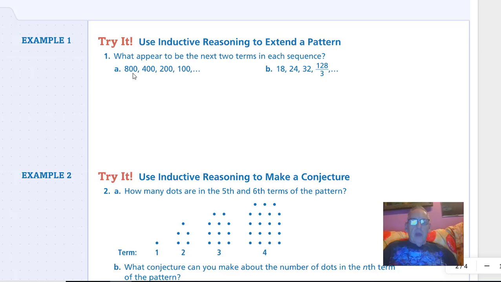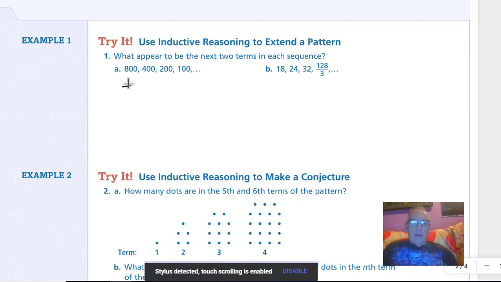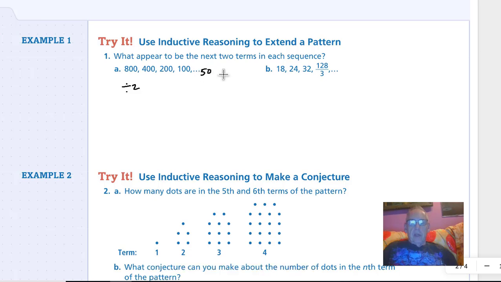Looking at 1a, 800 to 400, it looks like 800 divided by 2 gives me 400, and 400 divided by 2 gives me 200, 200 divided by 2 gives me 100, 100 divided by 2 gives me 50, and so on. So the pattern is to divide by 2. The next two would be 50, and then 25. And then it would keep on going, like 12 and a half, and so on.